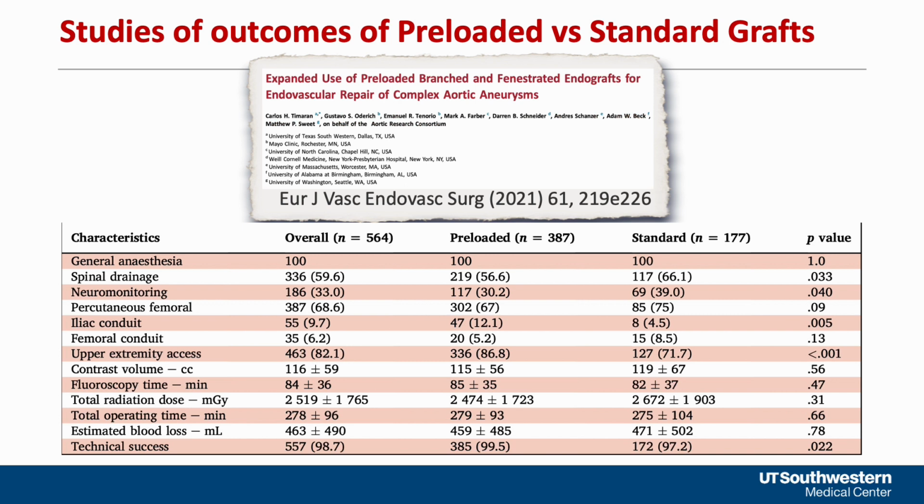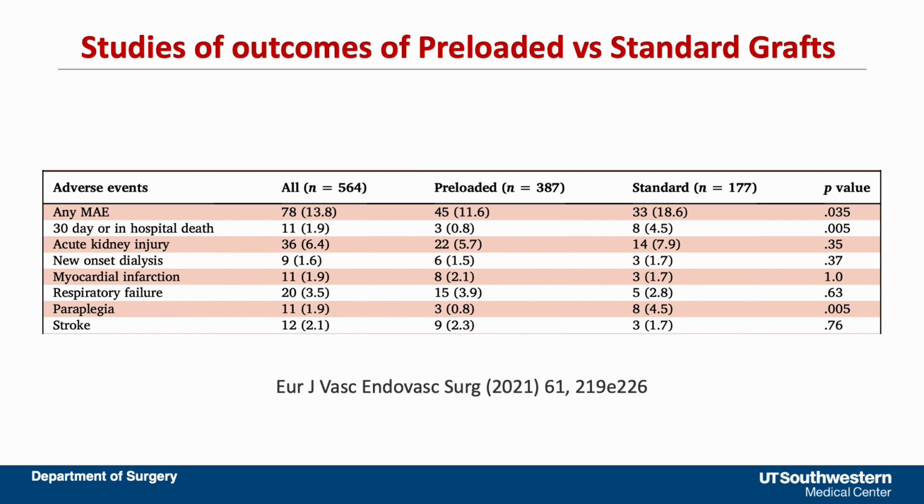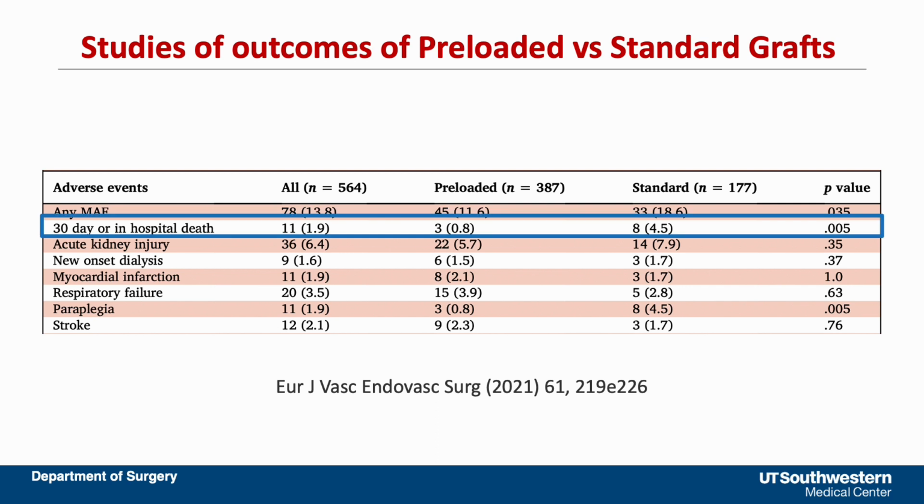So what are the outcomes of using preloaded delivery systems versus standard grafts? Recently, the U.S. Aortic Consortium published a study comparing preloaded delivery systems versus standard grafts, showing no inferiority in technical success and no inferiority in any of the major outcomes or mortality, reassuring that preloaded delivery systems are feasible and safe.